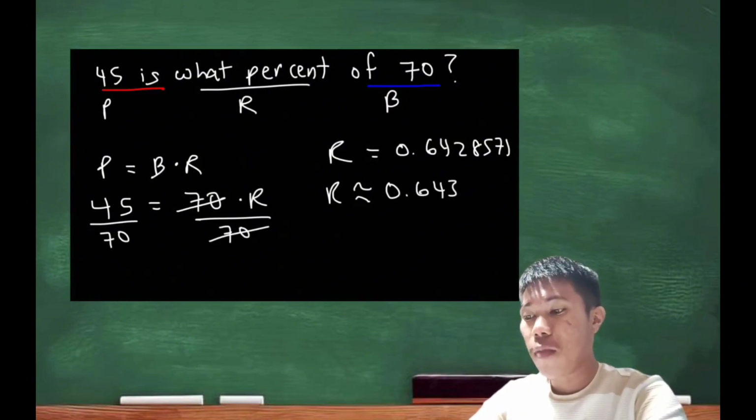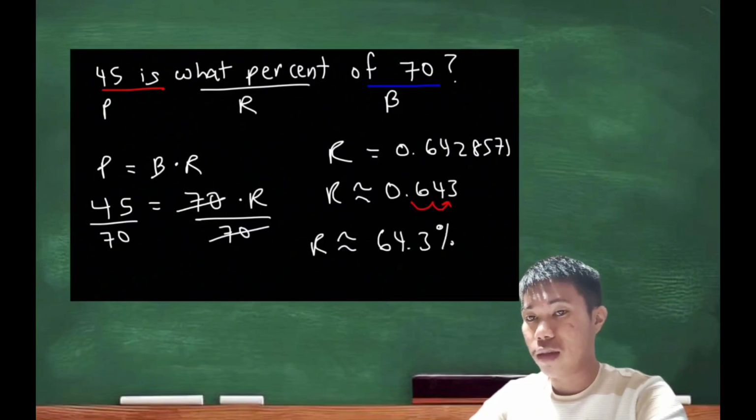Now that's as a decimal. We need to convert that into a percentage. To do that, you can multiply 0.643 by 100 or move the decimal 2 units to the right. So R is approximately 64.3%. So we could say that 45 is approximately 64.3% of 70. So that is our answer.